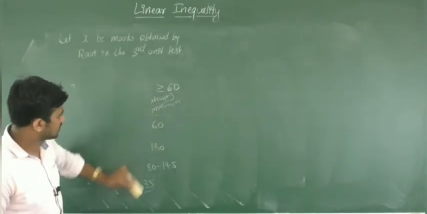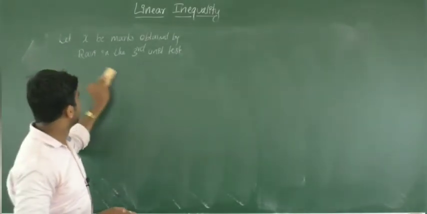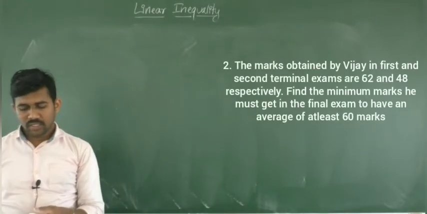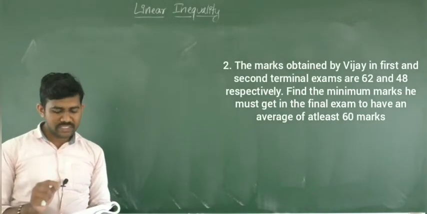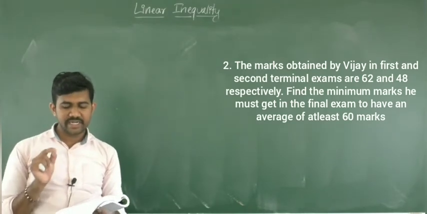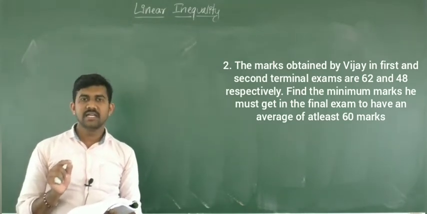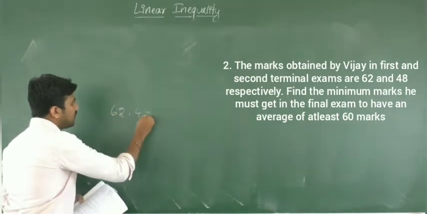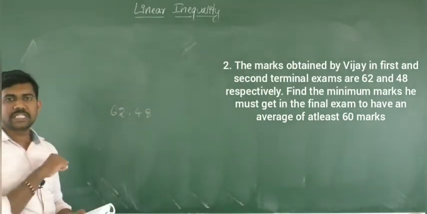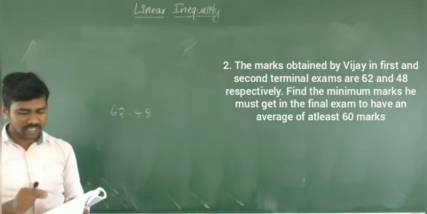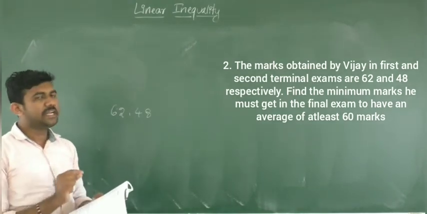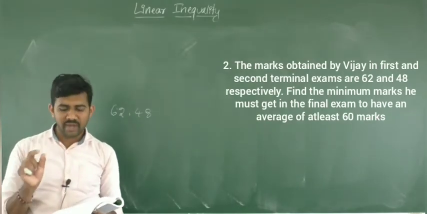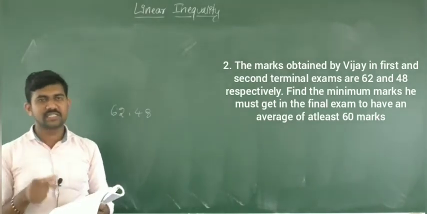Okay, see here, the given marks obtained by Vijay in the first and second terminal exams are 62 and 48 respectively. Find the minimum marks he must get in the final exam to have an average of at least 60 marks.